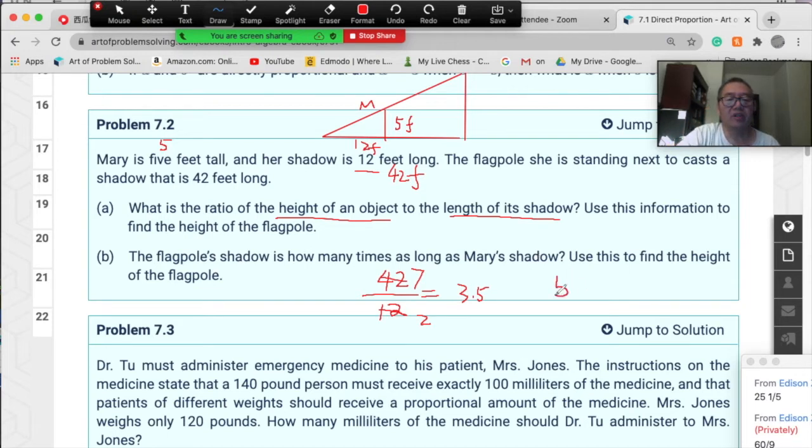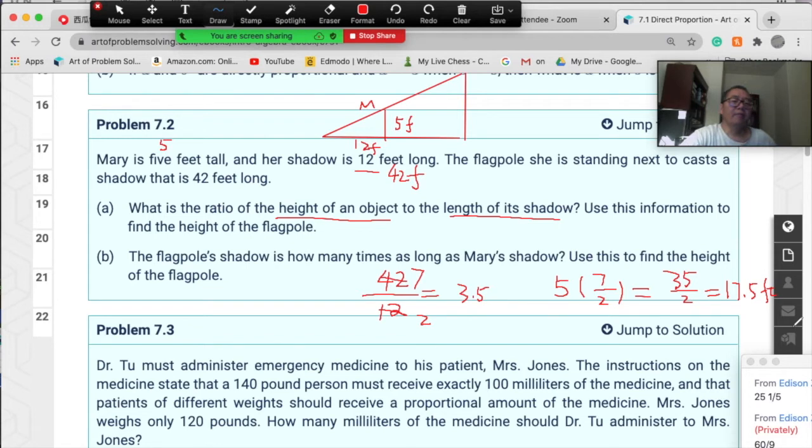So then you just use 5 times 3.5. You can also write this one as 7 over 2. So you get that this one equals 35 over 2. So this equals 17.5. So that means the height of the flagpole, that's 17.5 feet. The shadow of the flagpole, that's 42 feet.